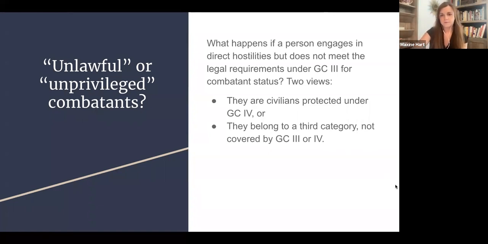So an issue of status that sometimes comes up and is pretty controversial is unlawful or unprivileged combatants, which is when someone doesn't meet the requirements for combatant status. They're not a member of the armed forces, and they don't comply with the principle of distinction, and yet they directly participate in hostilities. So the question is, this term unlawful or unprivileged combatants isn't used in IHL treaties. So it's clear that they can be prosecuted for their direct participation in hostilities because they don't have combatants privilege.